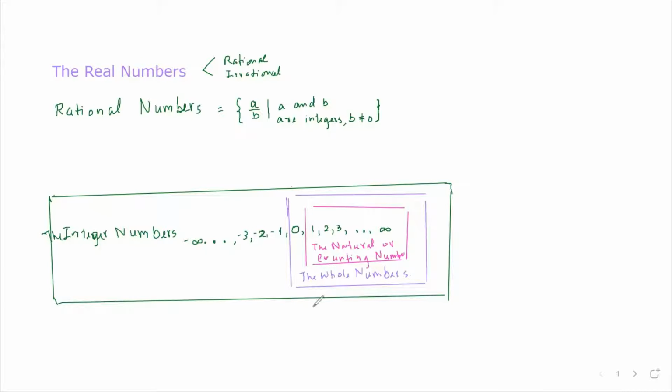So we can say natural numbers are a subset of whole numbers, and the whole numbers are a subset of the integer numbers. And at this stage, we know integer numbers are a subset of rational numbers. So if I write it down, I draw it and put it in the box.